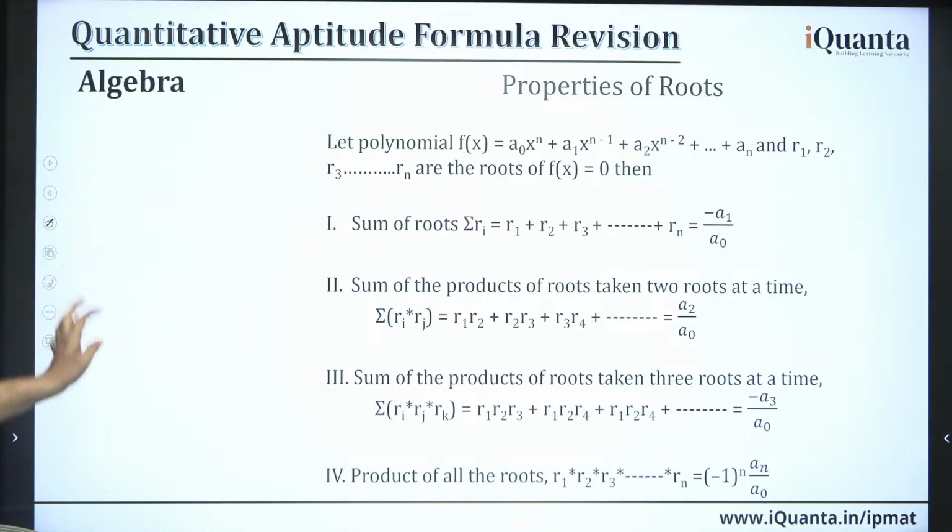Okay, then more properties of polynomials, as you can see on the screen. Check out these concepts. I'm sure you must have learned these concepts during your live classes or the practice that you have done before.